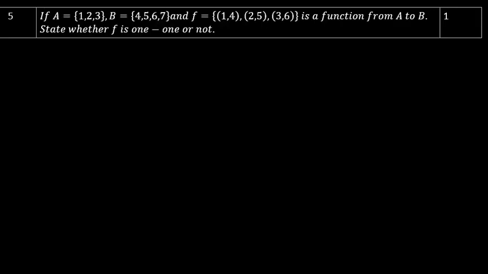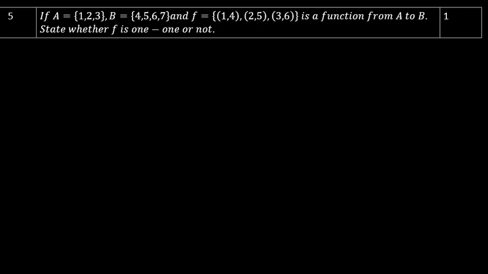The fifth problem: A is a set {1, 2, 3}, B is a set {4, 5, 6, 7}, and the function {(1, 4), (2, 5), (3, 6)} is a function from A to B. We have to state whether f is 1-1 or not. Now for a 1-1 function, what is the relation? For a 1-1 function, there should be a unique image for each number.